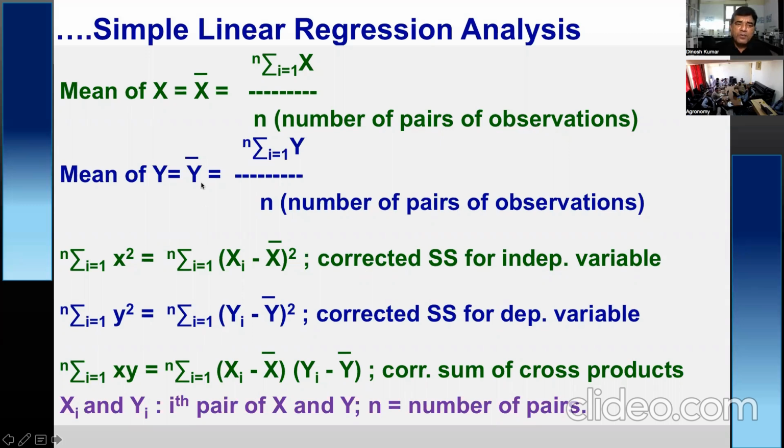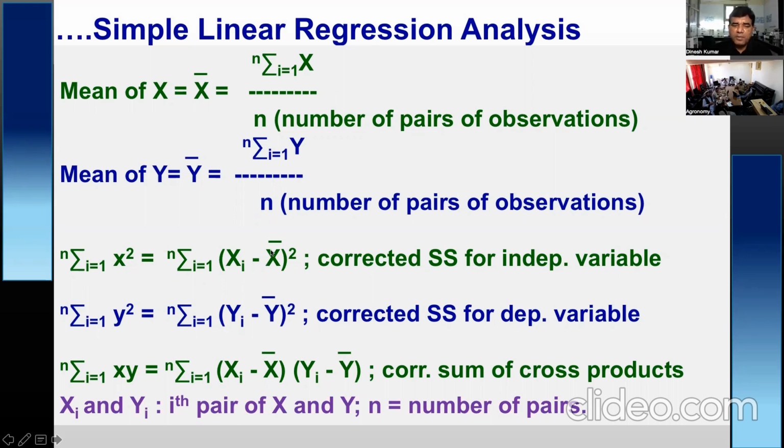Mean of y is equal to y bar. You know, the y column is there and you take the total of all and divide by n, the number of pairs of observations. And then we need to calculate summation x square. Here, x minus x bar is squared. This is called the corrected sum of squares for the independent variable.